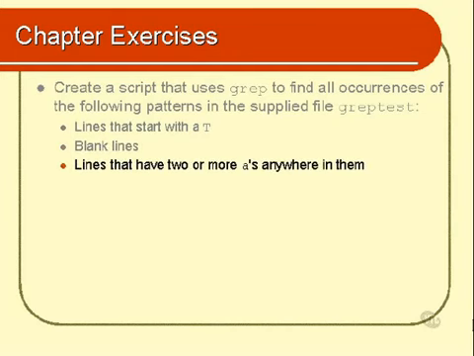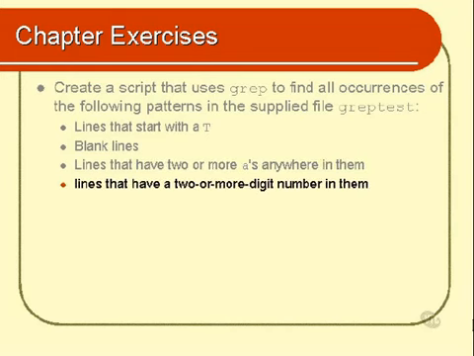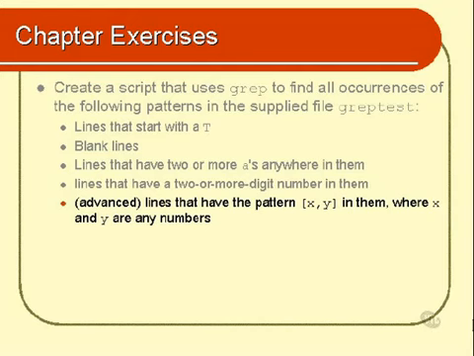Then I'd like you to find lines that have 2 or more A's anywhere in them, and I mean consecutive A's. Lines that have a 2-digit number, 2 or more digit number, so it could be 2 or 3 or 10-digit number. Now this is a little bit of a tricky one. You might need to use extended regular expressions for this. Lines that have the pattern open square bracket x, y in them, but I don't just want to see x, y, I want to see x and y being actual numbers. So that might be 6, 7 or 38, 126 or something like that, enclosed in square brackets. So there's a little challenging one for you.